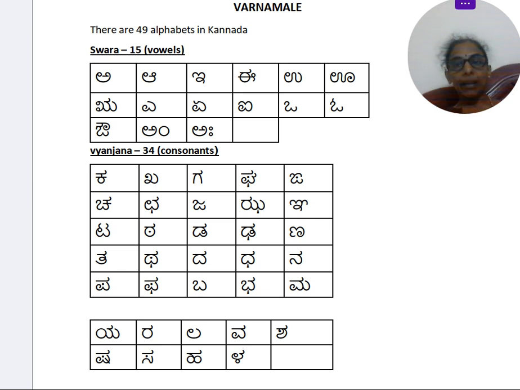I am doing this so that the transition becomes very easy and the children learn the language quicker. When it is compared to a language which they already know, it becomes a little easier for the students to pick it up.